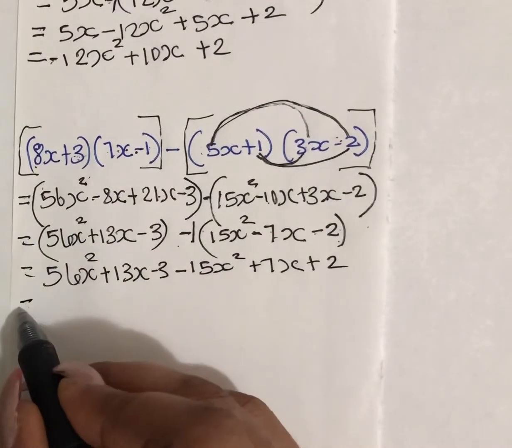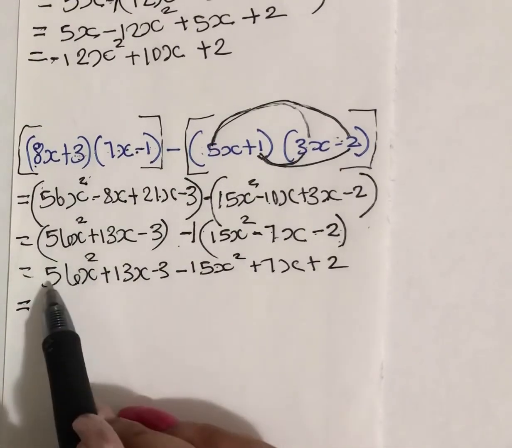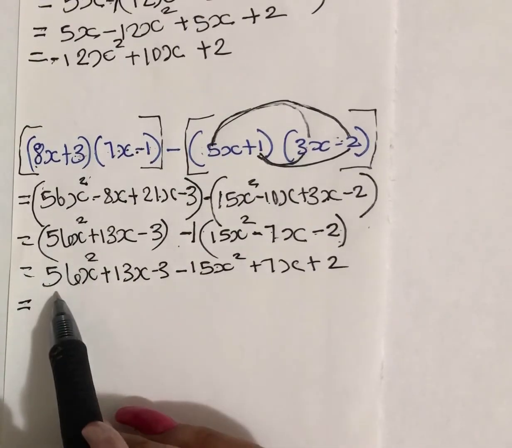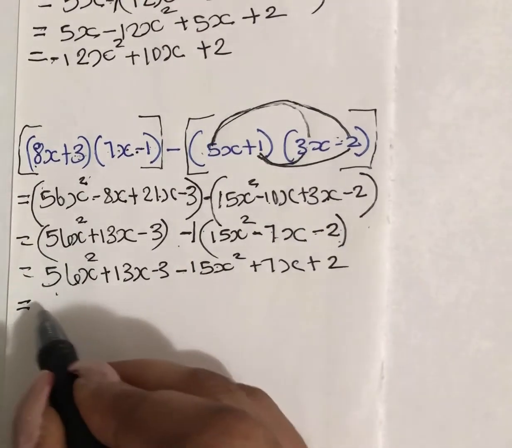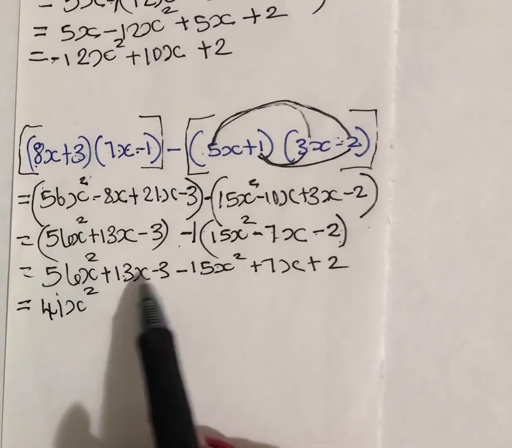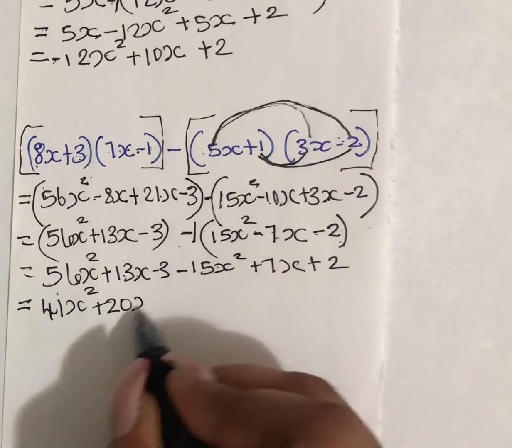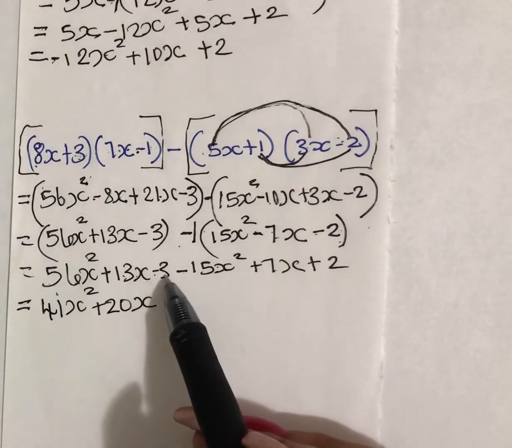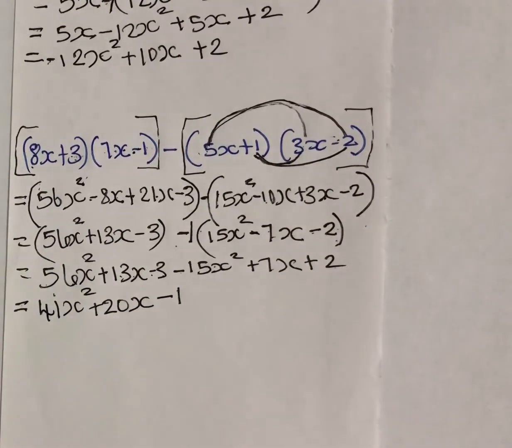Now we add or subtract where possible. We match them. We work with only like terms. 56 minus 15 is 41. 13 plus 7, negative 3 plus 2. All right?